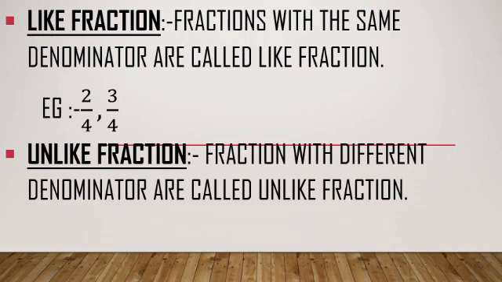Unlike fractions are those where the denominators are not the same. For example, 1 upon 3 and 2 upon 5. You can see the numerators are different and the denominators are also different here.